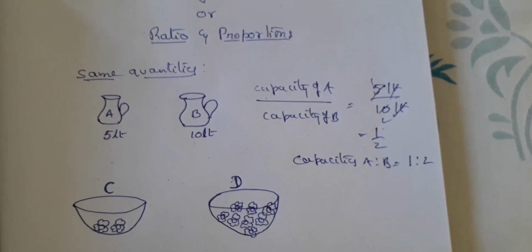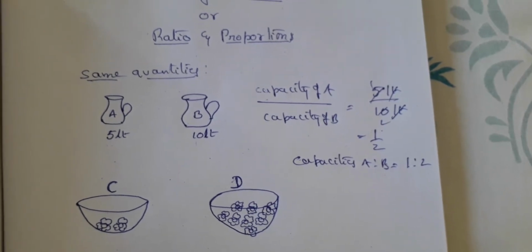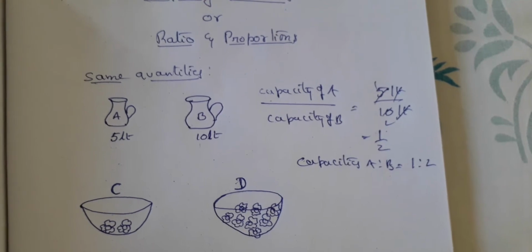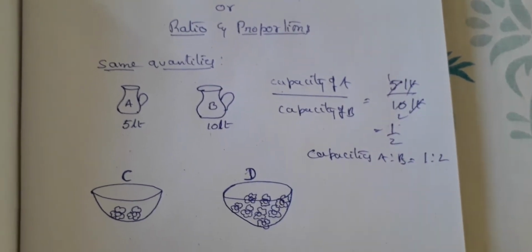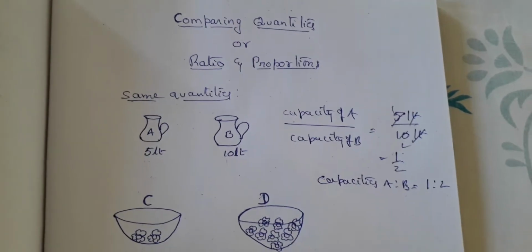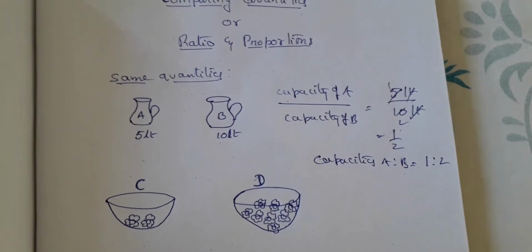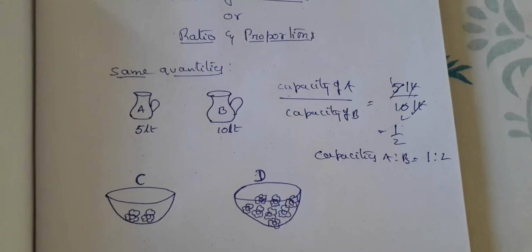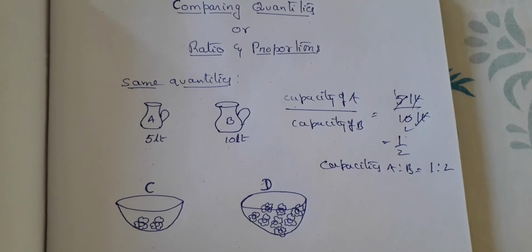Here what is happening, liter and liter should get cancelled. In the ratio you will not find any kind of unit here. So whatever we are taking, that should get cancelled. So therefore you have to take the same quantity, weight by weight, volume by volume, distance by distance, speed by speed. That is very, very important for you people to keep in mind before you start doing the chapter ratios or comparing the quantities. Right.